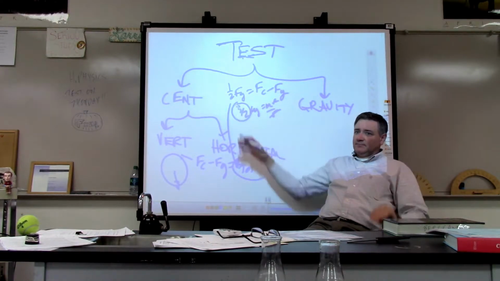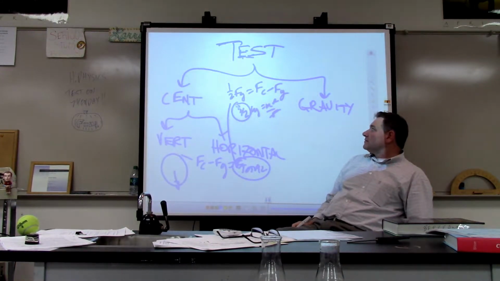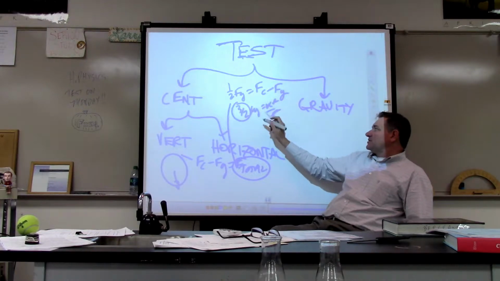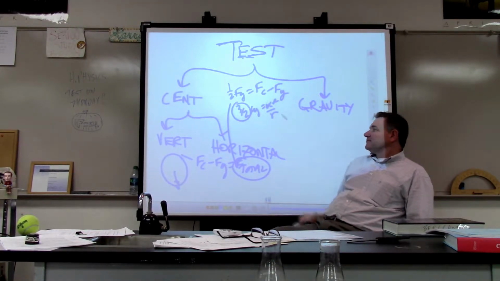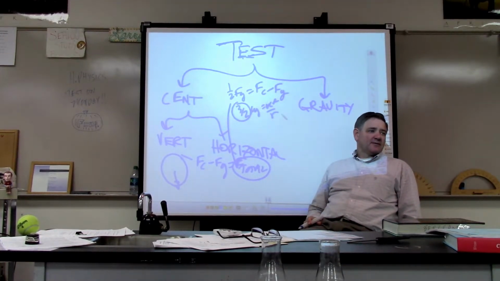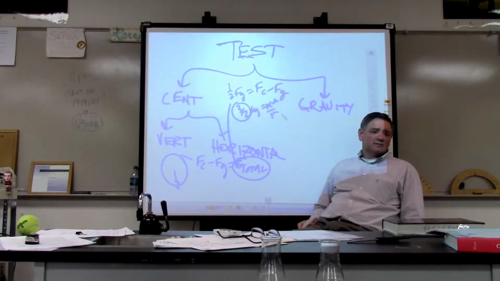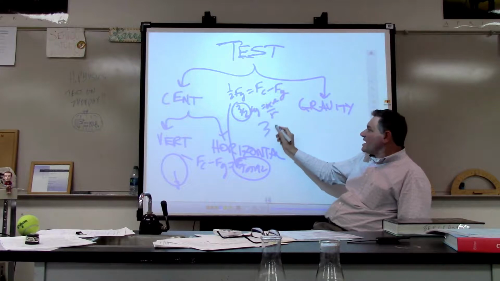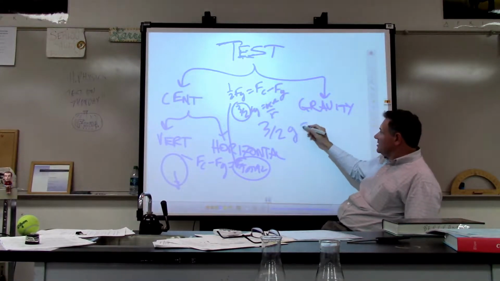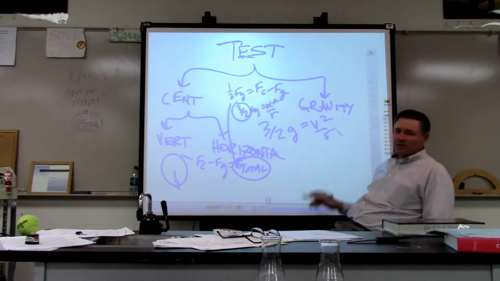Did you cross out the radius by accident? What happened there? No, I meant to cross out the mass because you have mass on both sides and they cancel. So you have 3/2 g equals v squared over r.